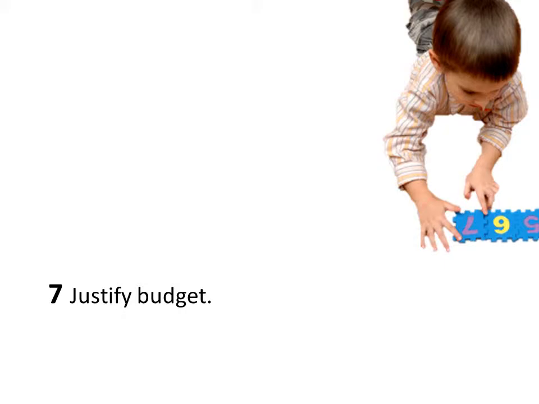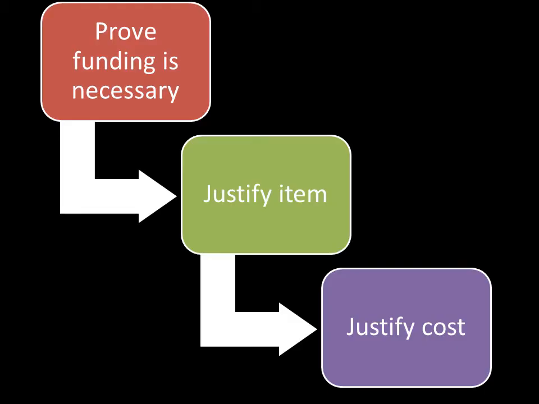Tip number 7. Justify your budget. The granting agency will try to cut the budget in order to allow them to fund more studies. If you absolutely need funding in an area, prove it. Otherwise, it may be cut. Justify the need for the item first, and then the cost you have estimated in your budget. This is easiest when you have researched the costs and have the appropriate quotes.